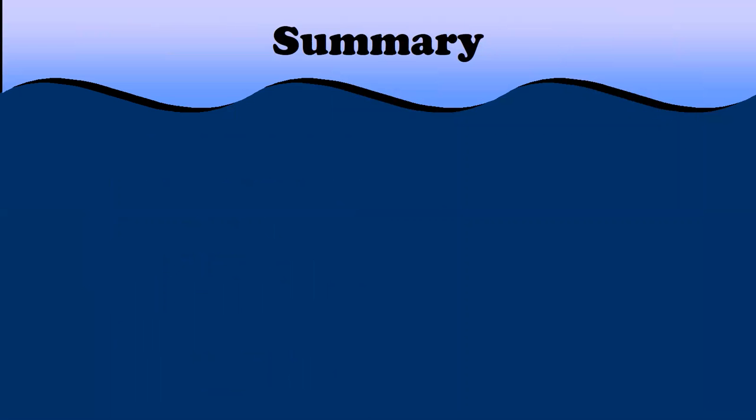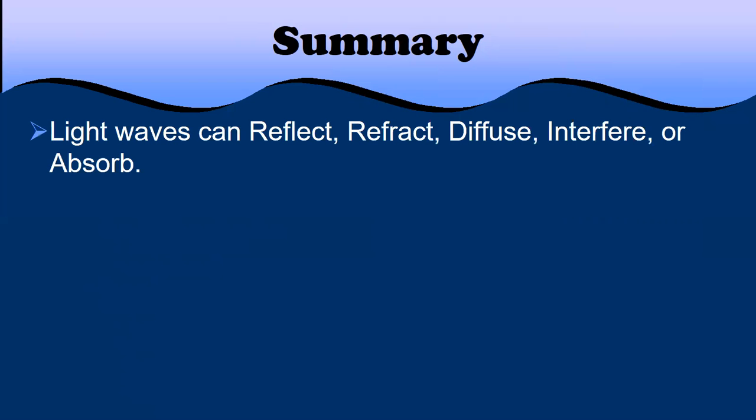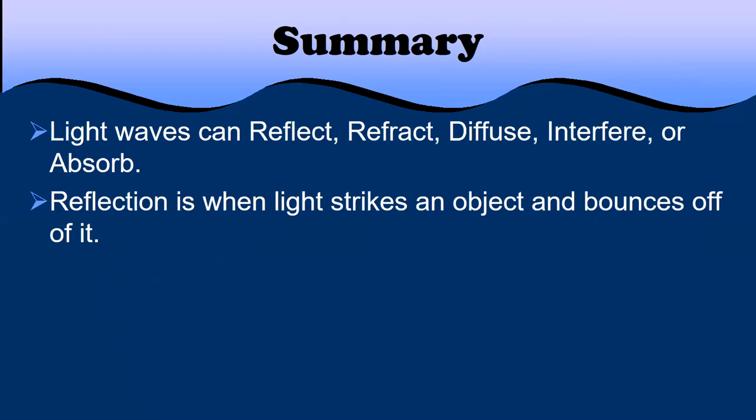So, summary of today's video. We really only touched on a couple different behaviors of light, but light waves can reflect, refract, diffuse, interfere, or absorb. Today we only talked about reflection and refraction. Reflection is when light strikes an object and bounces off of it. The law of reflection means that the angle that it comes down at is the angle that it bounces off the object if it's a smooth object. If it's a rough object, then it bounces off in a bunch of different ways, and we don't see a clear image. So reflection is just bouncing off of an object.